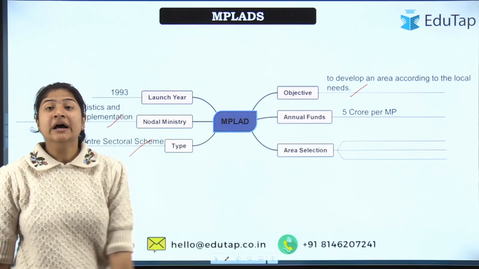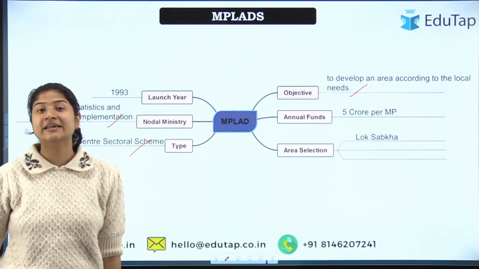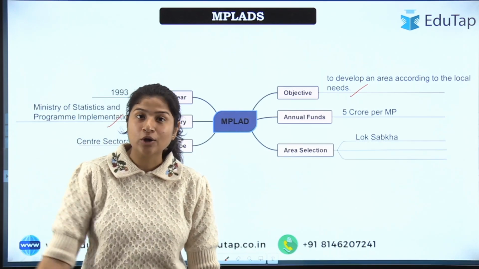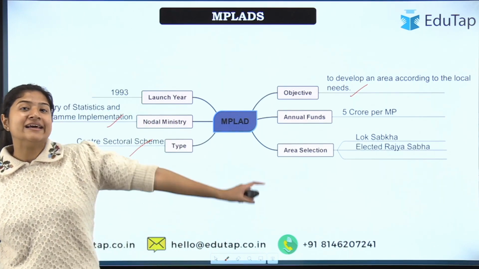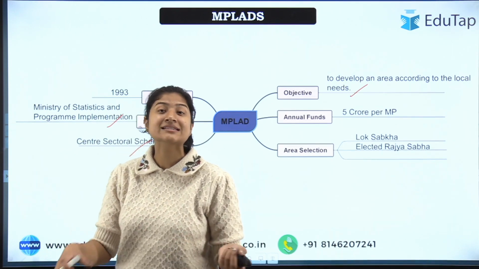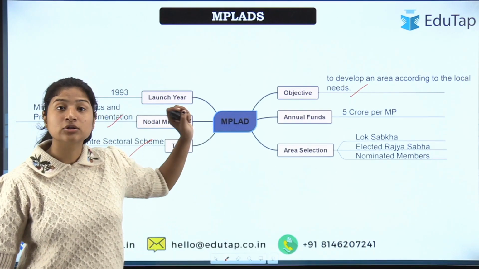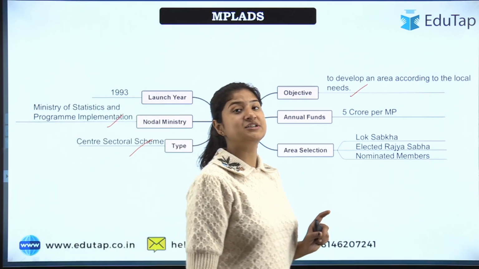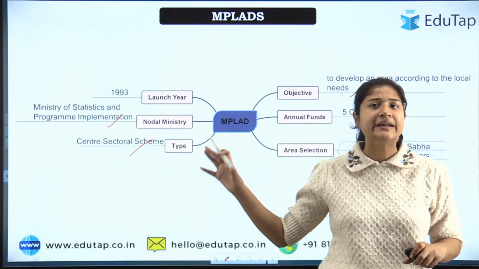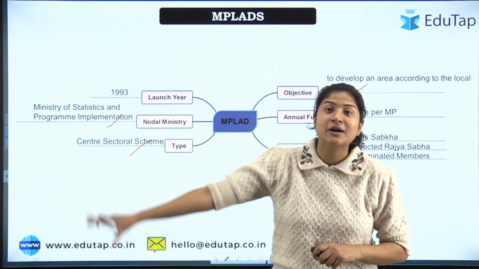Annual means per year. Coming to area selection: the elected Lok Sabha members have to work in their local constituency. The elected Rajya Sabha members can choose any constituency in the state from which they have been elected. And the nominated members of both the Lok Sabha and the Rajya Sabha can choose anywhere in India. So that was all about the summary of this particular scheme.